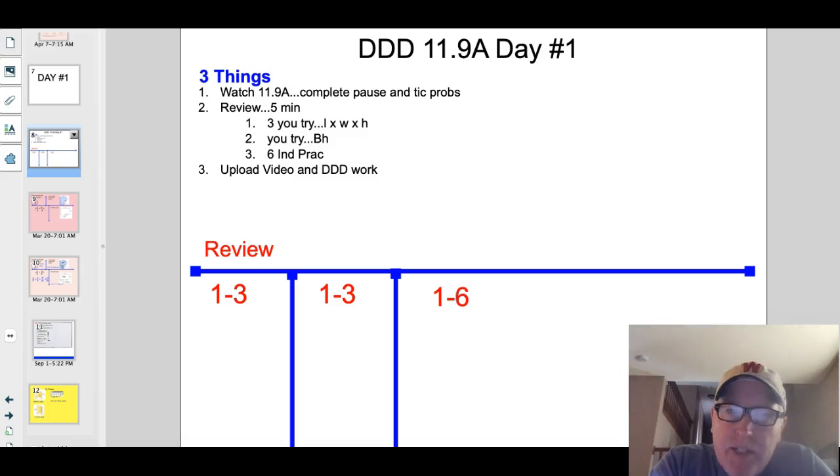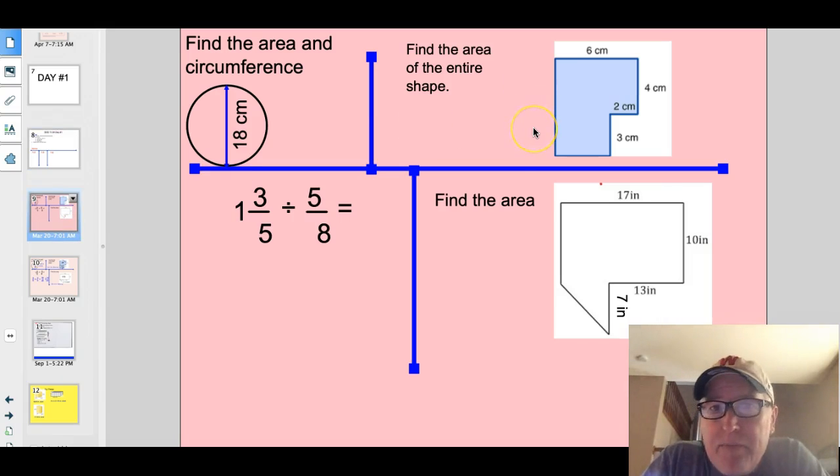The second thing, we'll be doing a review, and we're going to do about 12 different problems in 3 different little sets here of problems, and then you'll just need to upload your video and your DDD work today. So you put your review on the top of the page, put your other practice problems on the bottom. Pretty straightforward and easy. Let's start with the review. Go ahead and take about 5 minutes max working these, and I'll go over them with you.